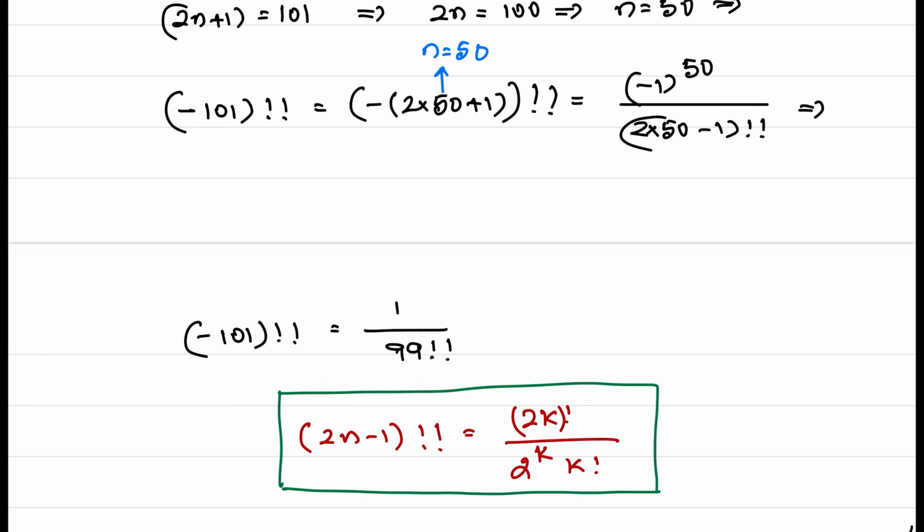How to get the 2 to the power of k, or 2 to the power of n, I have explained in my previous lecture. Please see that. Because here it is n, I will write it like this: (2n) factorial whole divided by 2 to the power of n into n factorial.